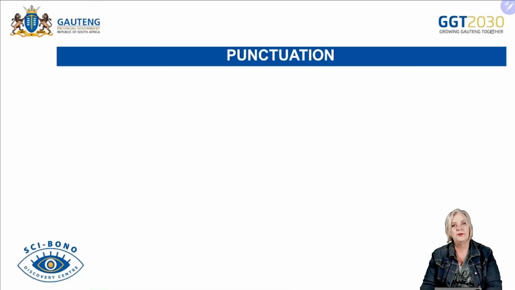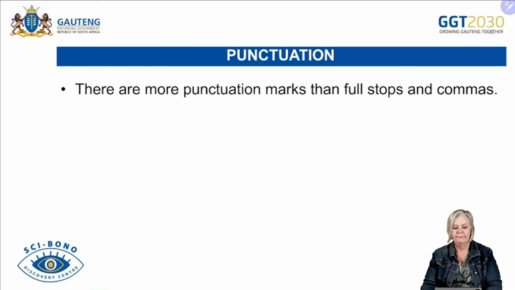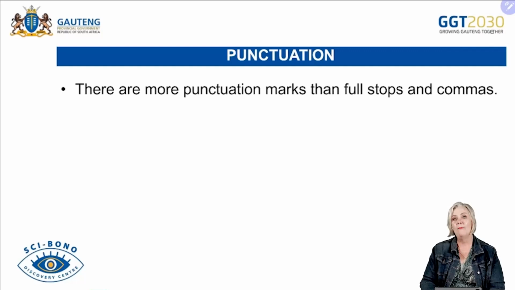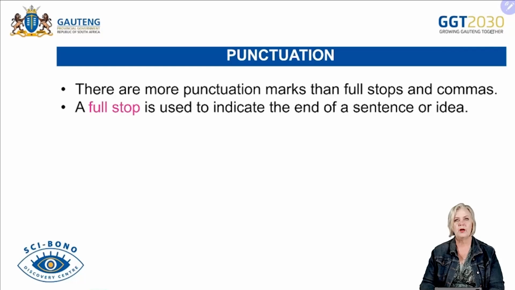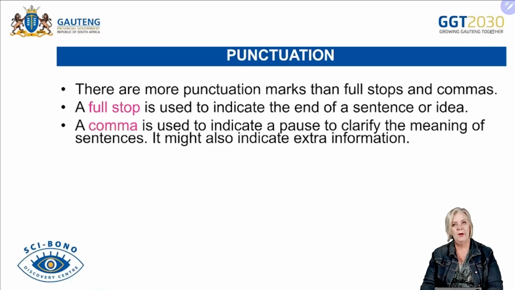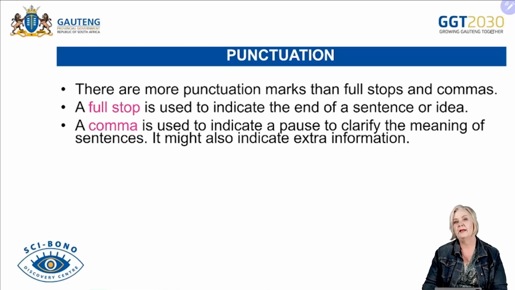Let's take a look at general punctuation. Yes, there are more punctuation marks than full stops and commas. A full stop is used to indicate the end of a sentence or an idea. A comma is used to indicate a pause to clarify the meaning of sentences. It might also indicate extra information.